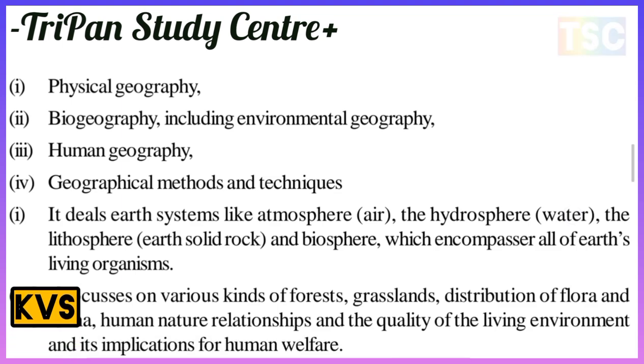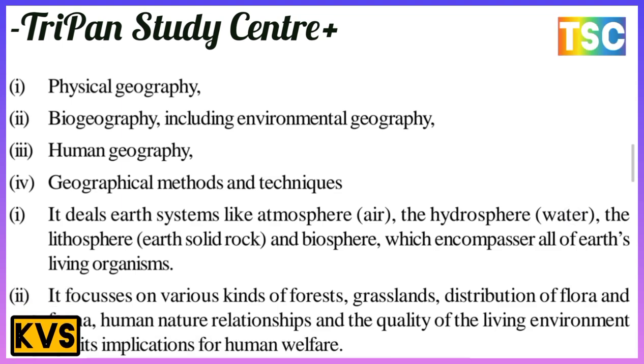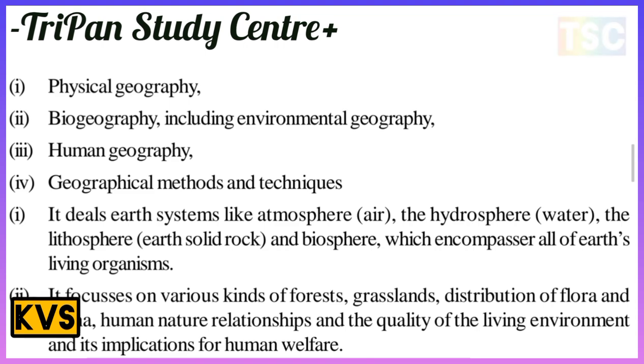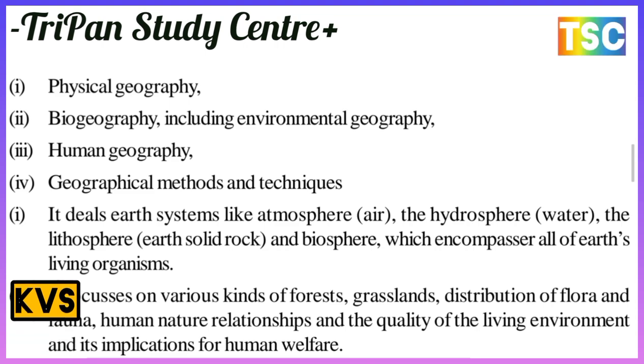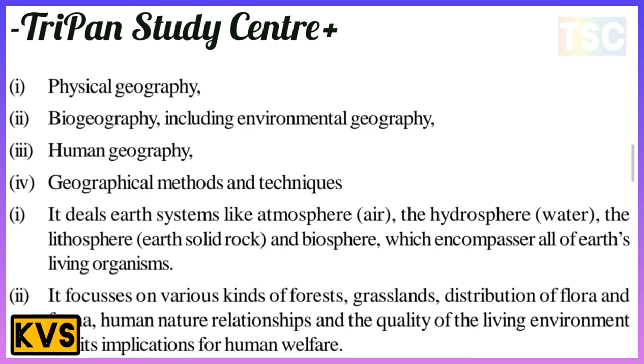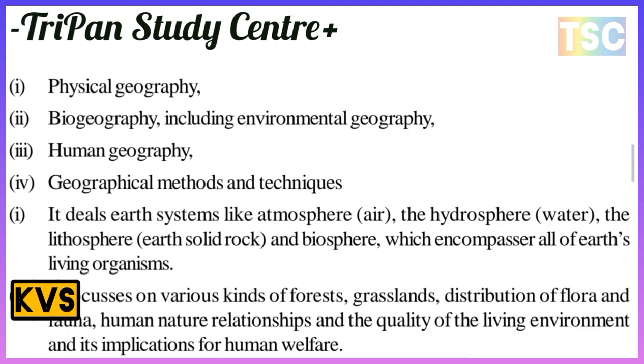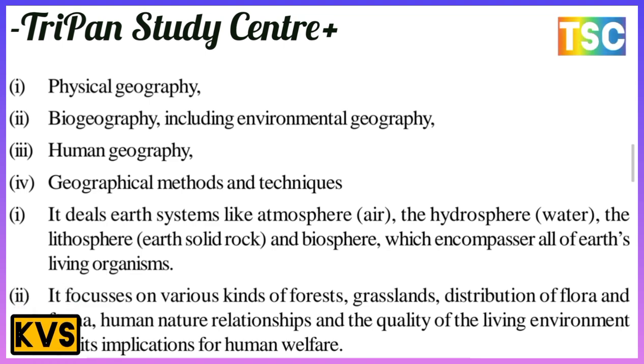The first branch is physical geography. Second is biogeography, including environmental geography. Third is human geography. And fourth is geographical methods and techniques. Repeating: physical geography, biogeography, human geography, and geographical methods and techniques.